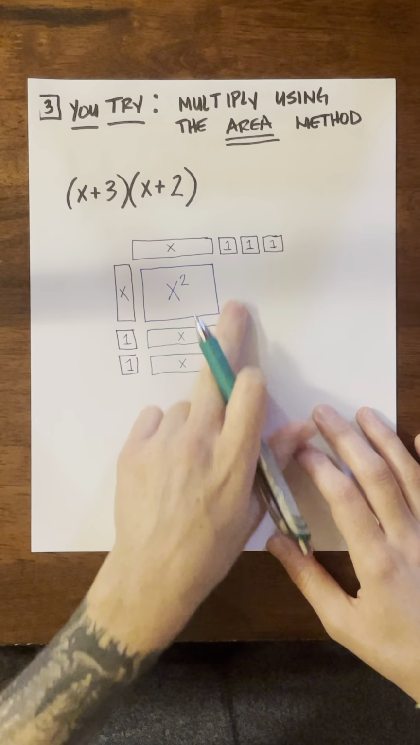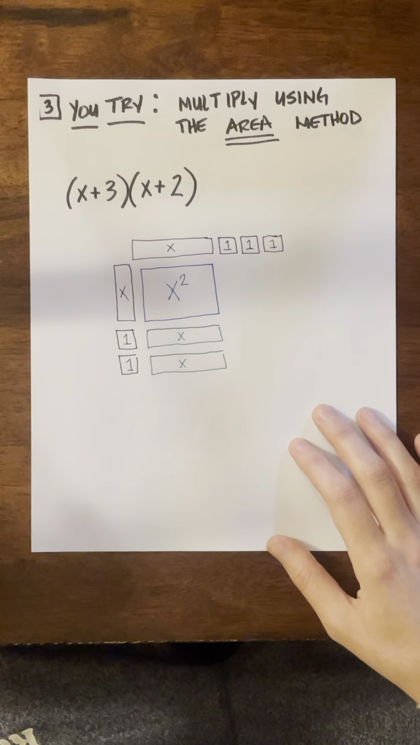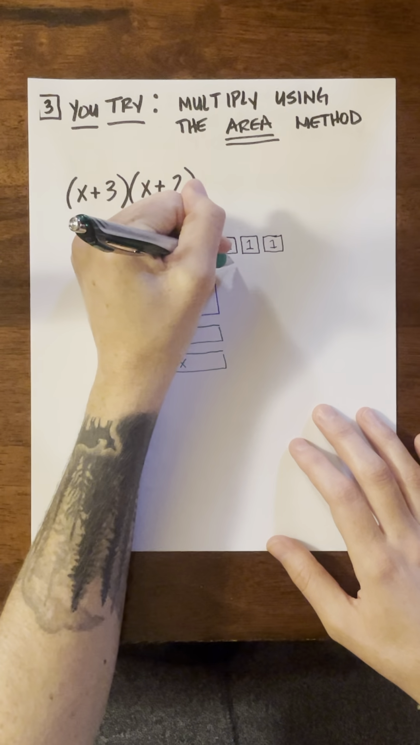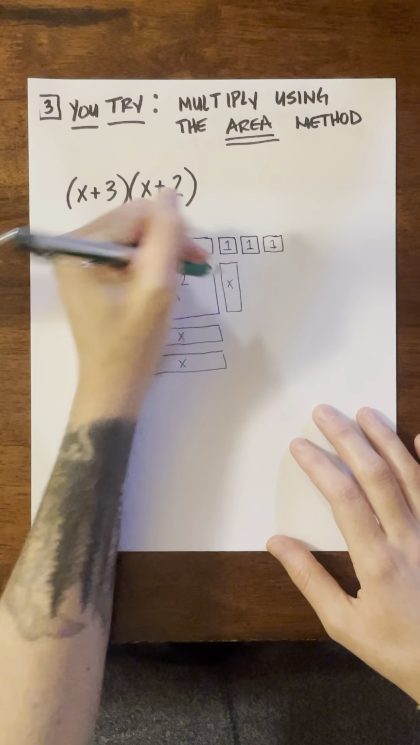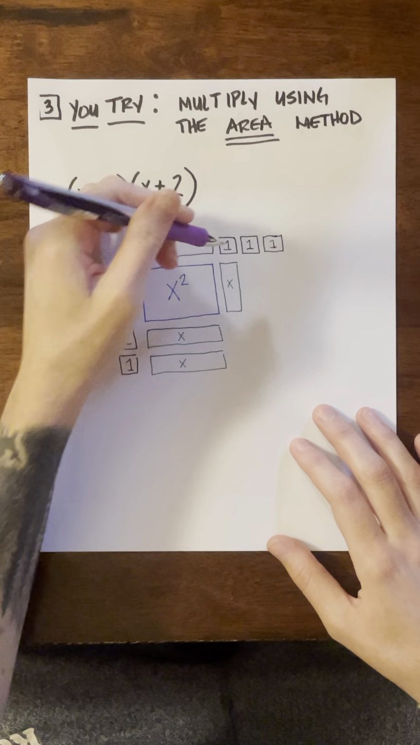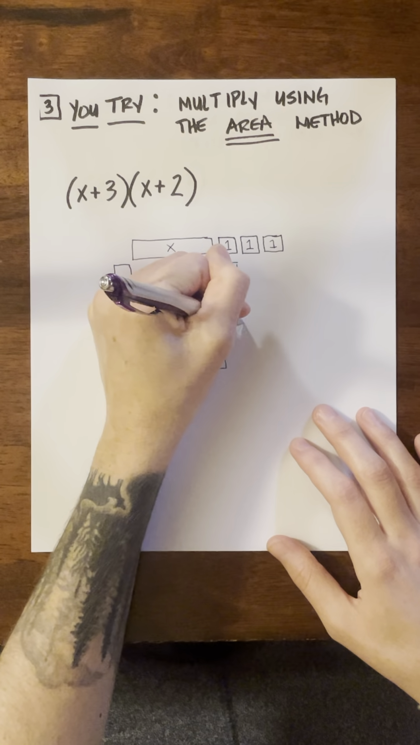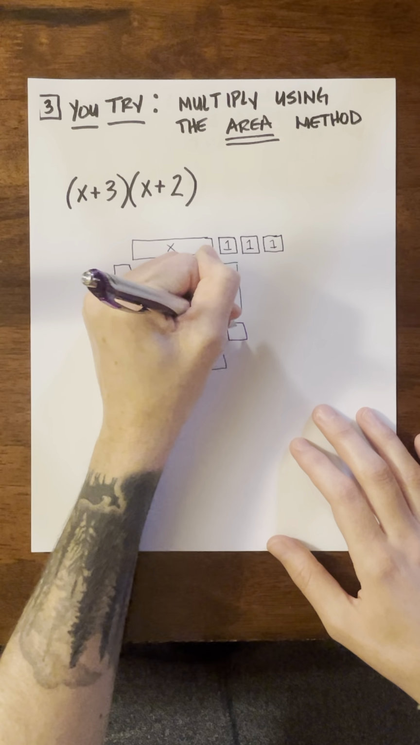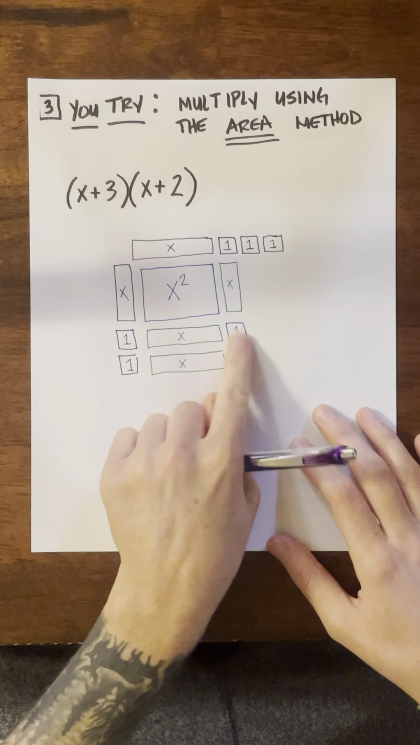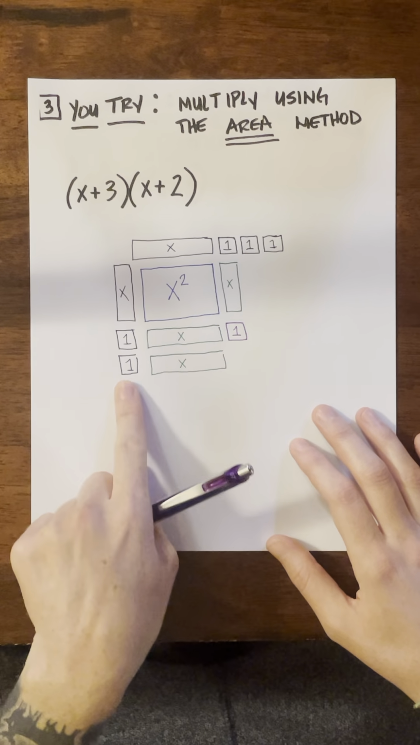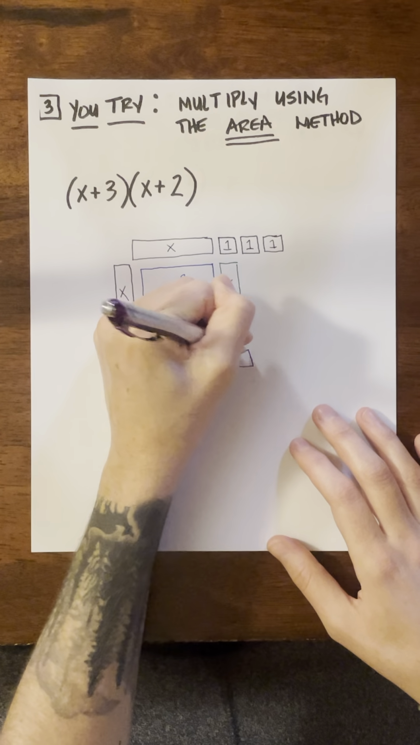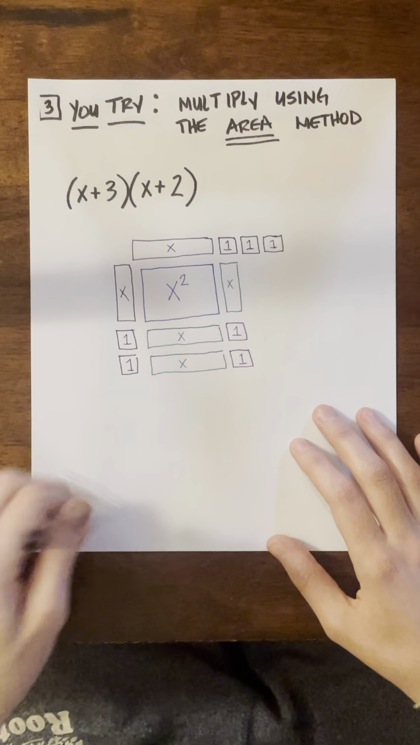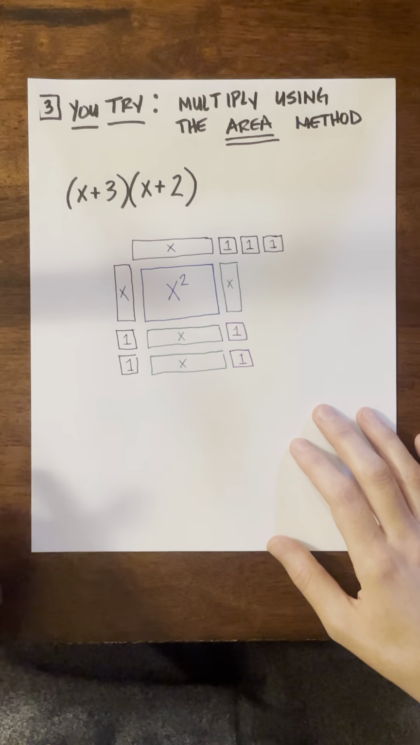Now we need to move to our next column. Okay, and we have 1 times x, which equals x. So there's our rectangle. We have 1 times 1, which just equals 1. And 1 is our small box. Then we do 1 times 1 again, which equals 1. So we have another small box. Okay, we're done with this column. Now we need to move to the next one.